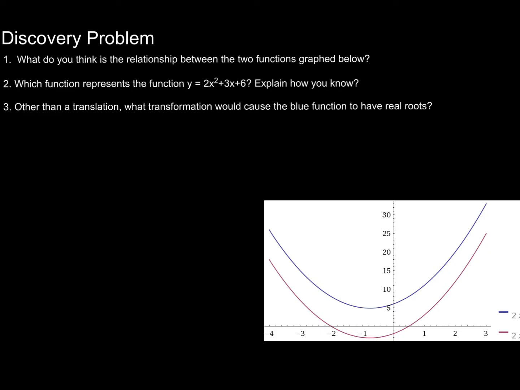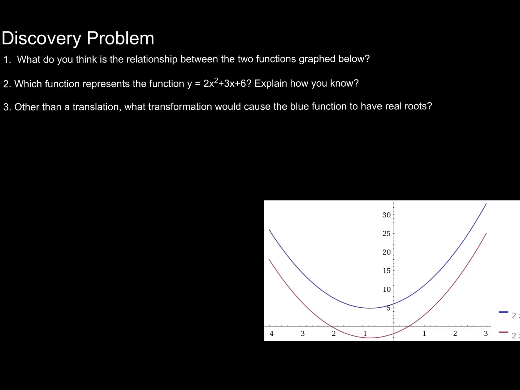Alright, which function represents the function y equals 2x squared plus 3x plus 6? And how do you know? Well, if I look at this equation and then I look at the two graphs here, the two curves, what's the glaring difference that might help me figure this out? Well, clearly one of these does not have real roots, has complex roots, while the other one does have real roots. In other words, one is going to intersect the x-axis and go negative at some point, and the other one will never intersect the x-axis and will always be positive.